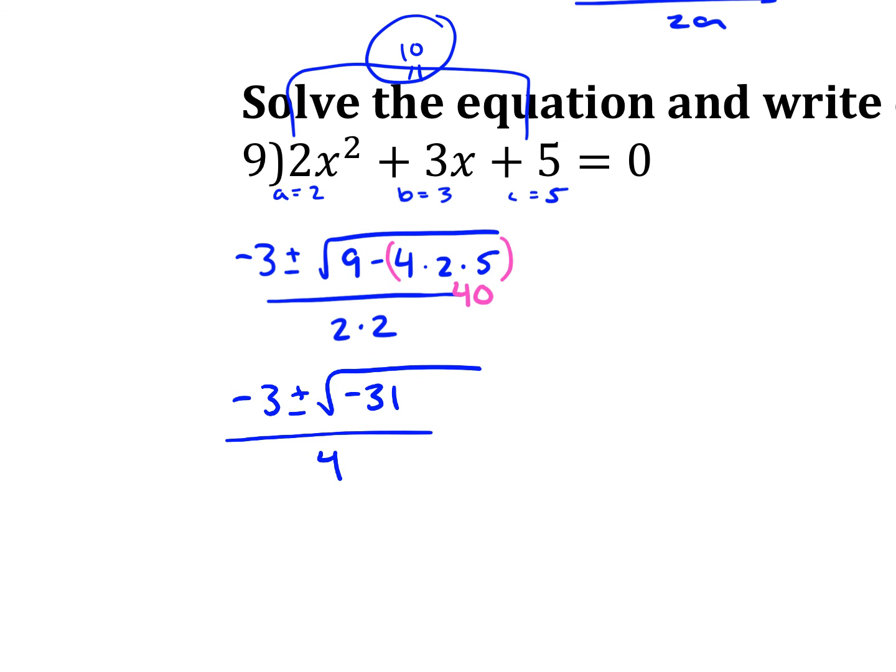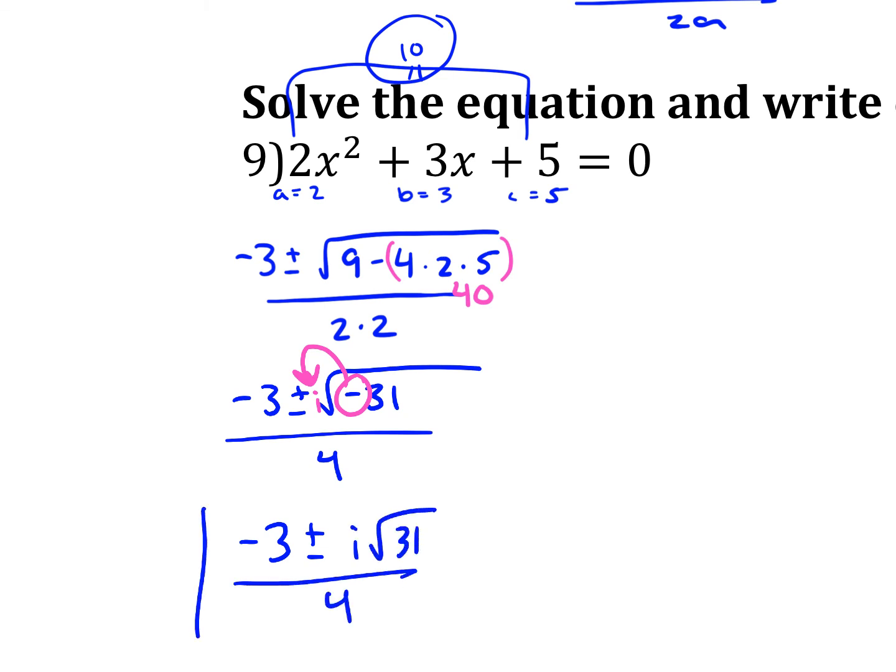Can I break down the square root of negative 31? Can I take anything out of there? I can take out the i. So this negative comes out as an i. So this would be negative 3 plus or minus i square root 31 over 4. That's my answer. If you can simplify the radical, make sure you simplify it. But here we don't have two factors of 31 other than 1 and 31.